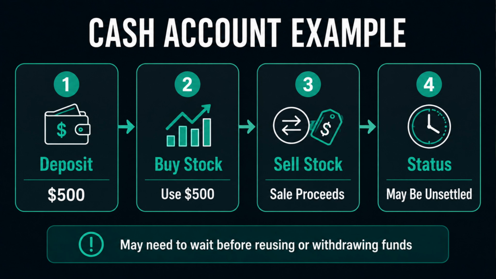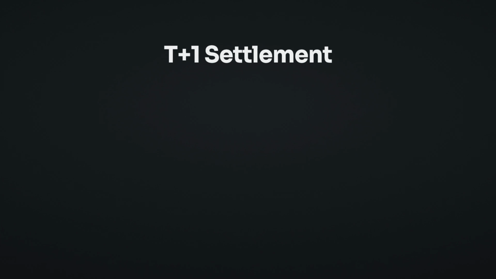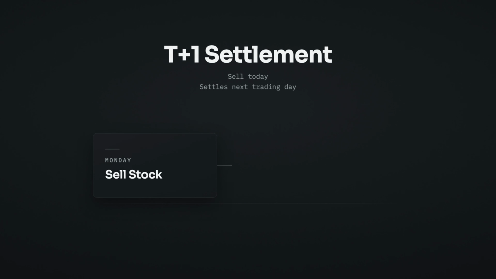In a cash account, you're mainly trading with cash that's actually available. If you deposit $500 and buy $500 worth of stock, you use your cash. But when you sell that stock, the money doesn't fully settle instantly behind the scenes. In the United States, most stocks and options currently settle the next trading day. That's called T+1. T is the trade date, so T+1 just means the next trading day. If you sell on Monday, that sale usually settles on Tuesday, assuming Tuesday is a normal trading day.